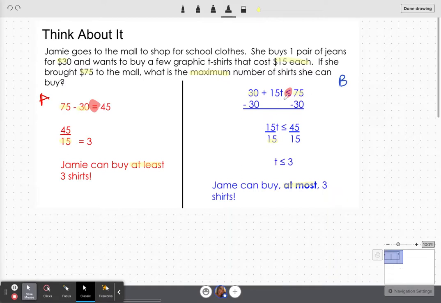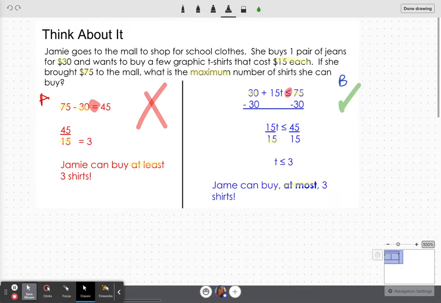So I know this has to be an inequality, which tells me that student A did not solve their work correctly because they wrote it as an equation, where student B recognized it was an inequality. We're comparing how much money she has to spend with the total she brought. So I know that student B solved their work correctly.